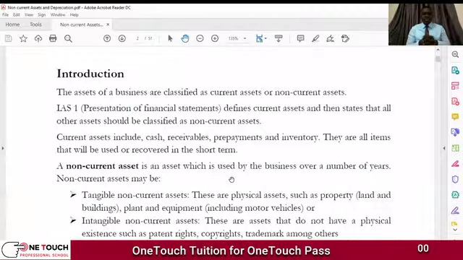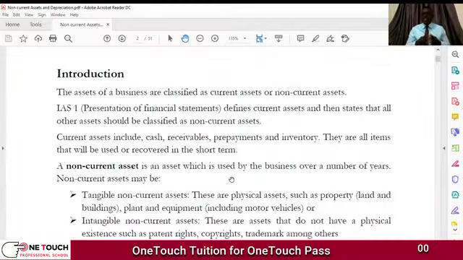All right, that's a brief introduction. The assets of a business are classified as current assets or non-current assets. A business will have two forms of assets: current assets and non-current assets. Now, according to IAS 1, that is presentation of financial statements, it defines current assets and then states that all other assets should be classified as non-current assets.